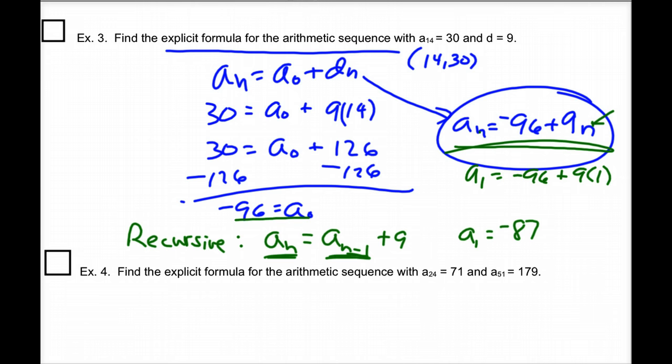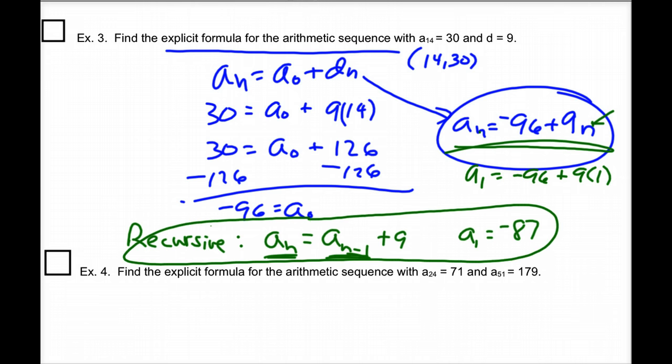So negative 87. That would be the recursive rule if I wanted recursive. So in general, recursive is just, for arithmetic, a sub n minus 1 plus d. So whatever d is, you're going to add that to the previous term.